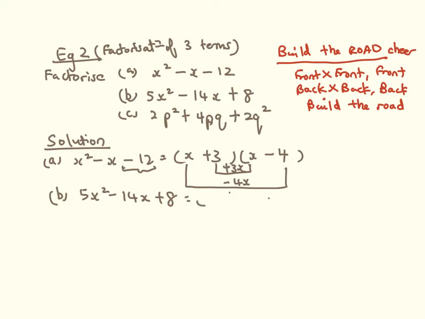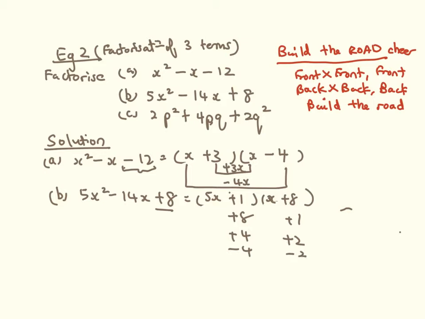So come, let's build the road. Front times front, front. It will be 5x times x will give me 5x squared. Then back times back, back. So you must have plus 8. So plus 8 is either plus 8 times plus 1, or you can have plus 2 times plus 4, or you have a minus 4 times a minus 2.